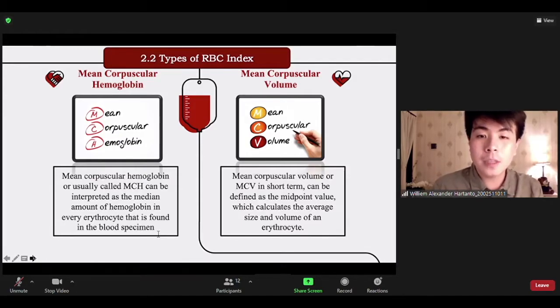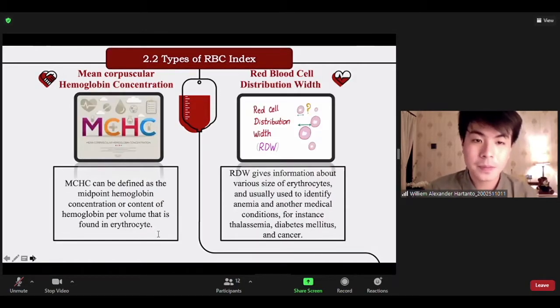This type of measurement is often used to find out the etiology of anemia and its classification. Next is mean corpuscular hemoglobin concentration, usually called MCHC, which can be defined as the midpoint of hemoglobin concentration, or content of hemoglobin per volume found in erythrocytes. Normal MCHC in adults ranges between 33.4 to 35.5 gram per deciliter.